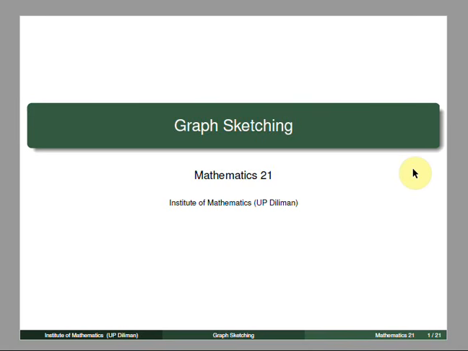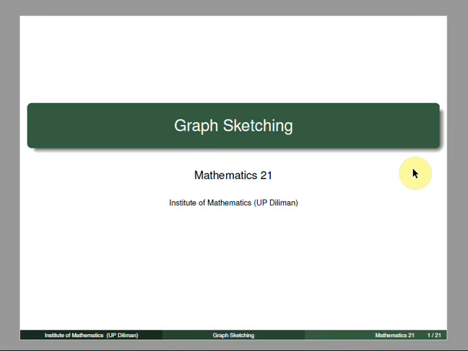Good day, everyone. Our lecture for today will focus on graph sketching, more specifically on graphing some rational functions. In the previous lecture, you were able to graph polynomial functions by combining concepts on relative extrema, concavity, and using the table of signs of the first and the second derivative.